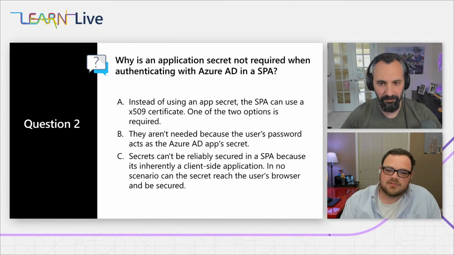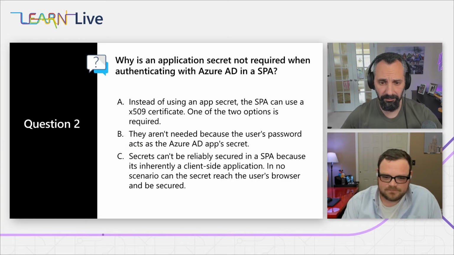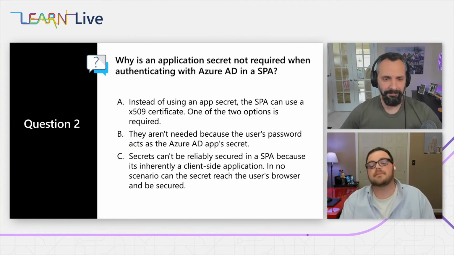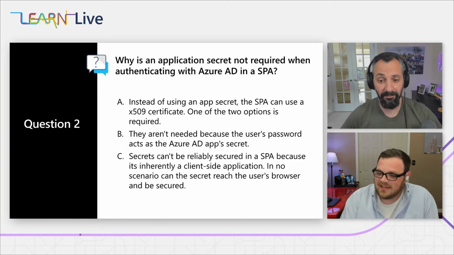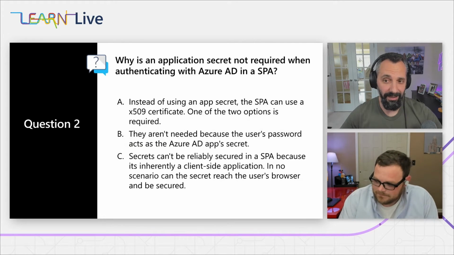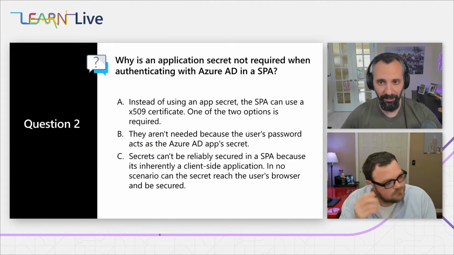Okay. So instead of an app secret, a SPA can use an X509 certificate, and one of the two options is required. That's A. They aren't needed because the user's password acts as the Azure AD app secret. Or C, the secrets can't be reliably secured in a SPA because it is inherently a client-side application. In no scenario can the secret reach the user's browser and be secured. I hope you've been paying attention, friends, because that is a tricky question. Hopefully we'll get some answers, and we have some of them trickling in.